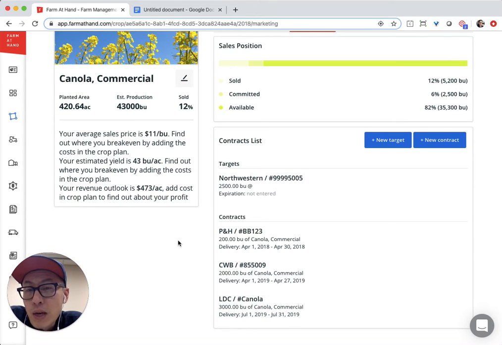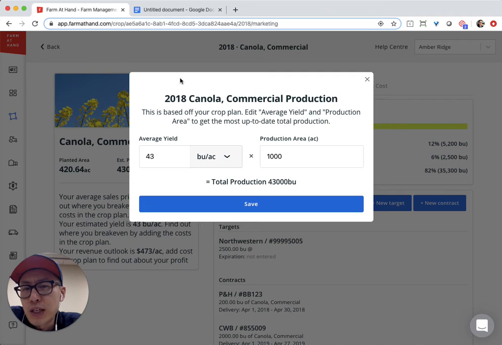I think that's quite straightforward, but one obvious question you might have is, how do I come up with this estimated production number? Oftentimes that's generated from your crop plan, but you can see it's put together by your estimated average yield that you've entered, by the production acres. Those would be all of the fields. For example, if I had 2 fields and they were both 500 acres, this is where I would have got that 1,000 from.